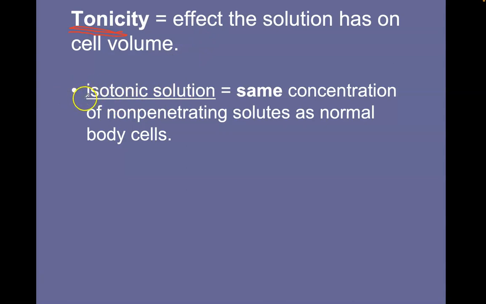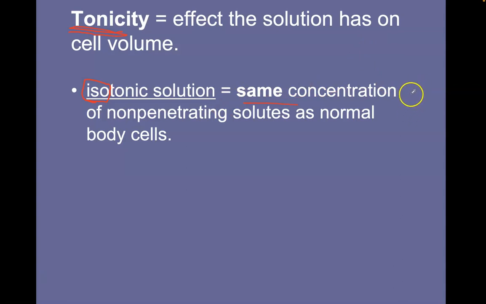Now, if something is isotonic, if you know that the word iso means same, isotonic just means that this is the same concentration of solutes inside the cell. So again, tonic meaning your solutes. So same solutes inside the cell as outside the cell. And when we're talking about these solutions, we're talking about the solutions that our cells are bathed in.